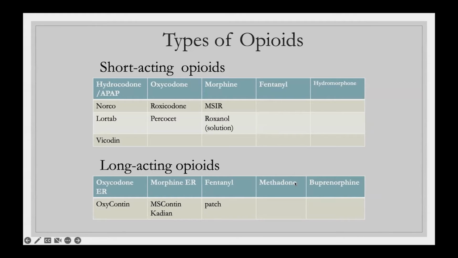Methadone is one that's commonly used for drug detoxing, but as an opioid pain-fighting medication, it can also be very useful because it has a pretty long-lasting, several-hour duration. And then buprenorphine is a newer one that is very common these days because it's a little bit safer in comparison to some of the other opioids.